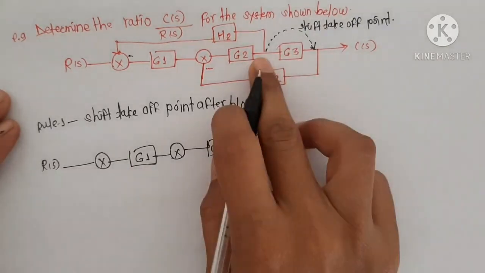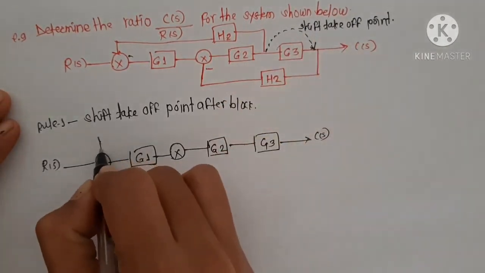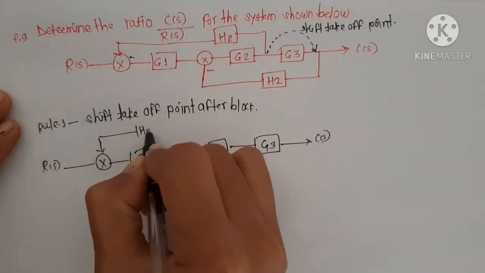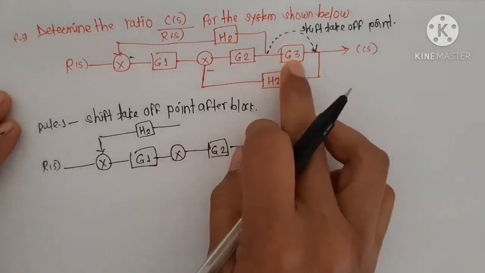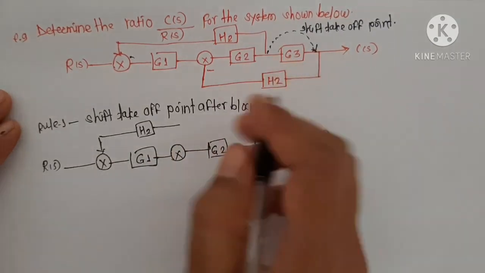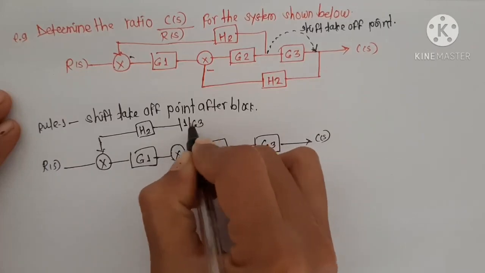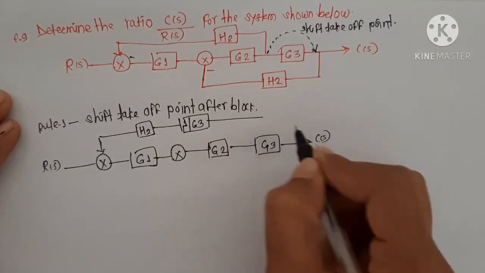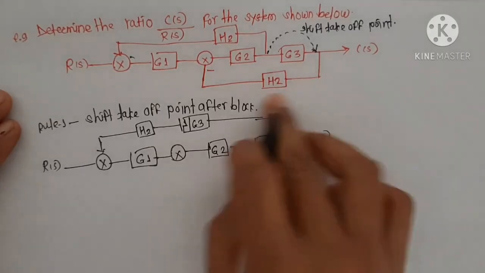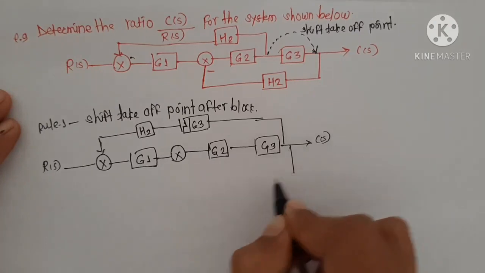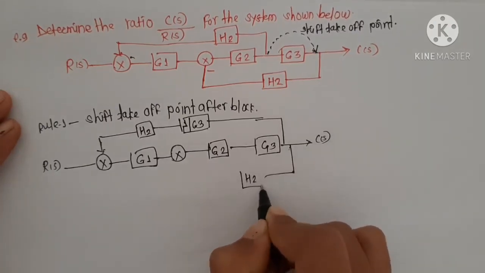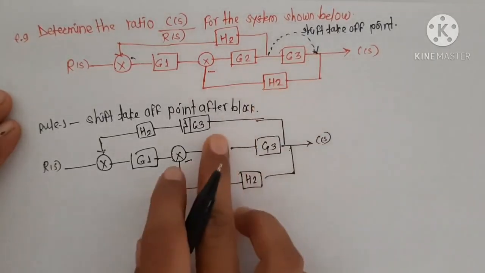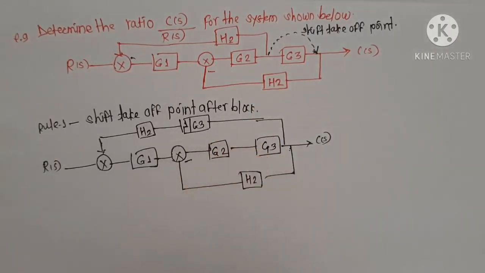Here this takeoff point is shifting. For shifting this takeoff point, H2 stays as it is, and we have to add another block. Since we are shifting the takeoff point after G3, we add one transfer function, 1 upon G3, here, and the takeoff point will come after this block G3, with H2 here, minus. So after applying this rule, our block diagram will be like this.